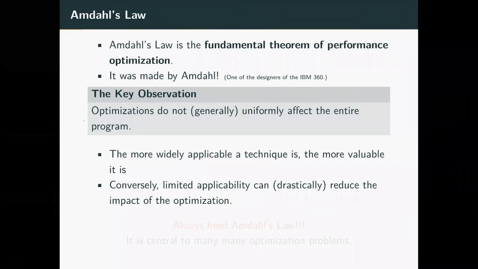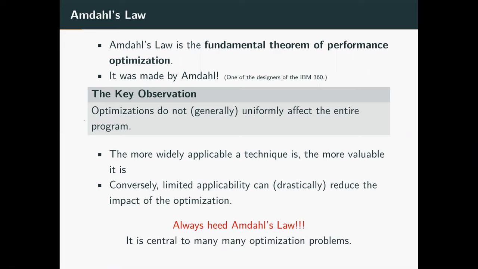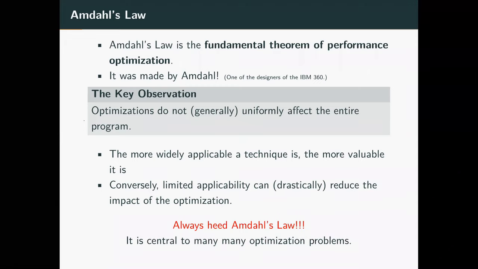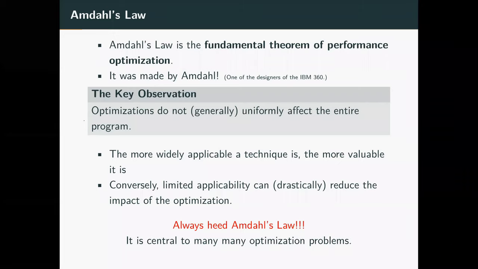However, this also implies that if you have limited applicability of your optimization, it can reduce the impact of your optimization. So if your optimization only helps with 10% of your program, well, that's not going to impact your overall performance as much. And we always have to be aware of this. It really is central to a lot of our optimization problems, both in computer architecture and in software engineering.